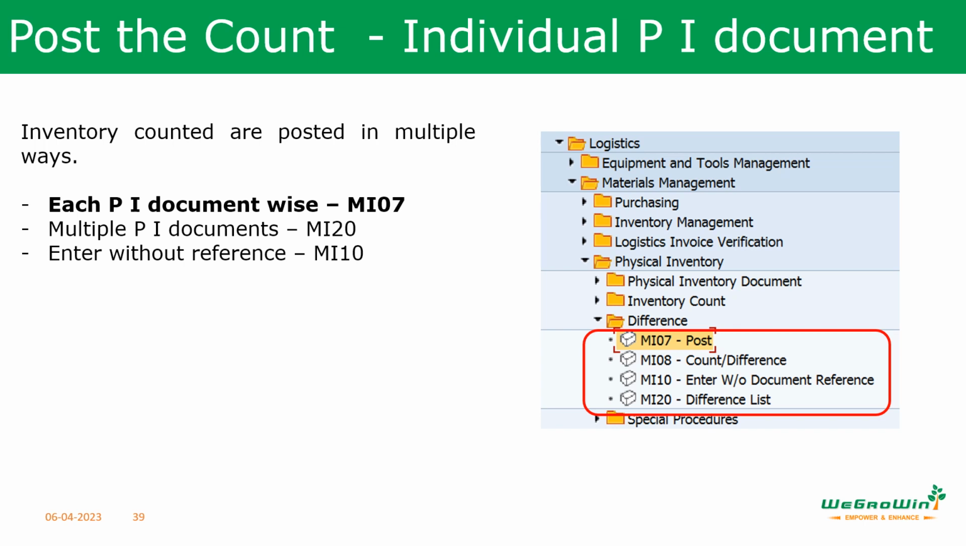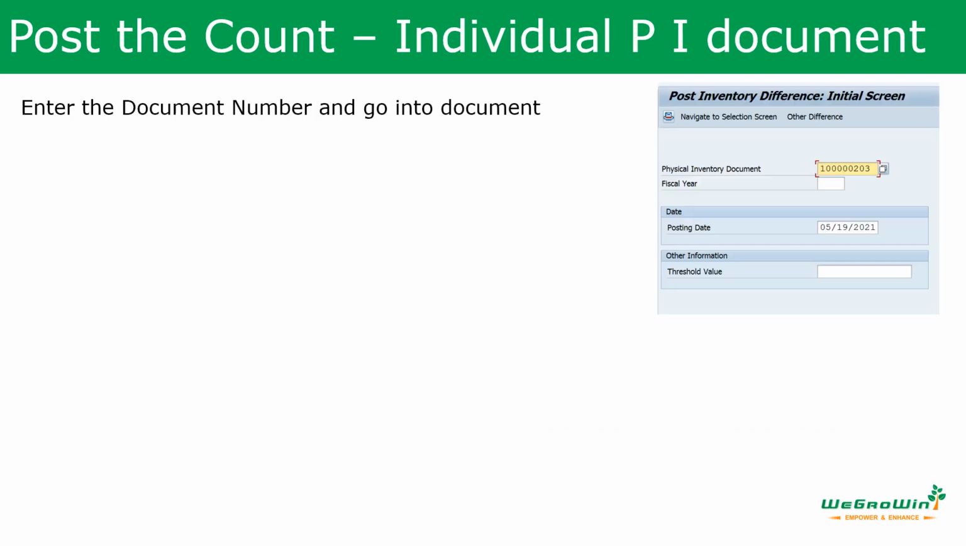The inventory counted is posted in multiple ways. Each physical inventory document wise, it is posted through MI07. Multiple physical inventory documents wise, MI20. Entering without any reference, MI10. First we will discuss entry with the inventory document, MI07. In MI07, enter the document number and go into the document.